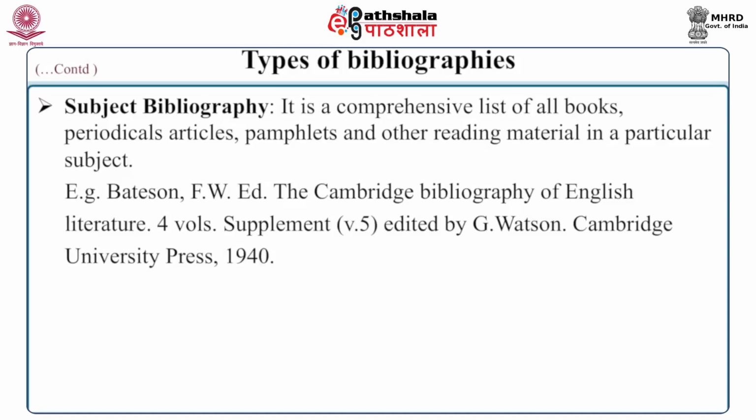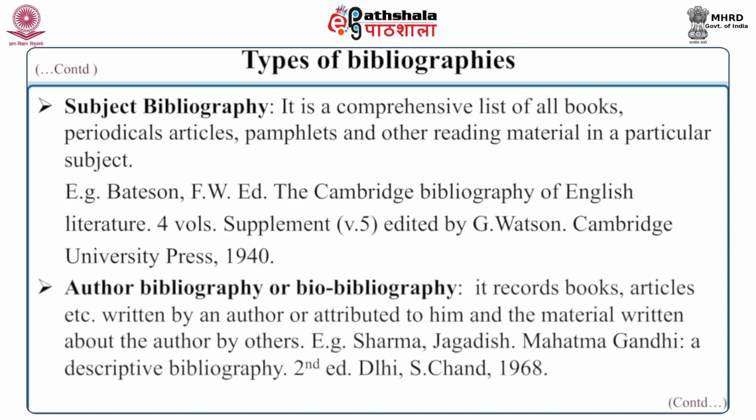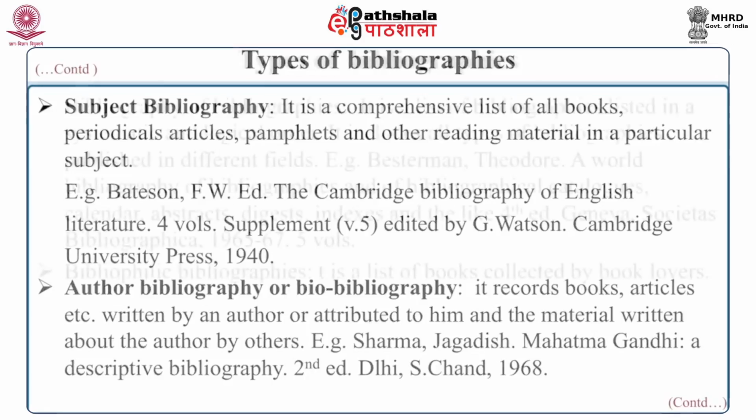Watson. The next type of bibliography is author bibliography or bio-bibliography. That is, it records all articles, books, everything written by an author or attributed to him or on the author. For example, Sharma, Jagdish, Mahatma Gandhi, a Descriptive Bibliography. It includes a bibliography of all books written by Gandhi and on Gandhi.